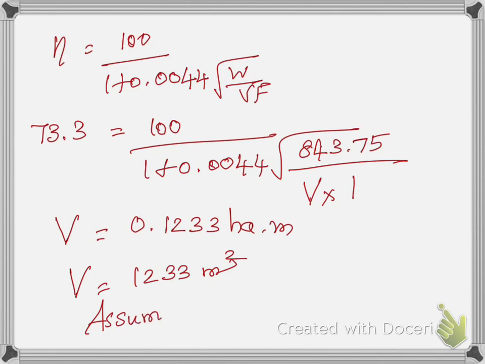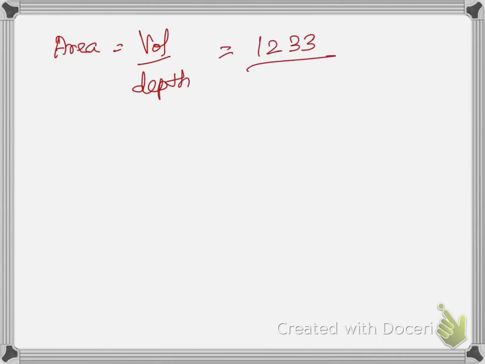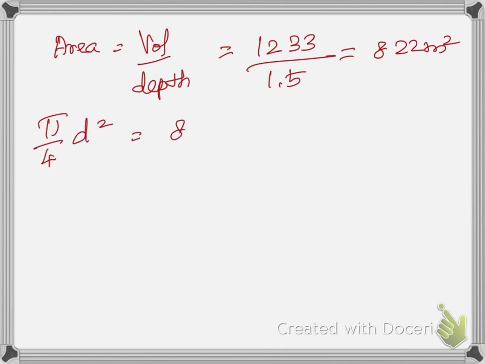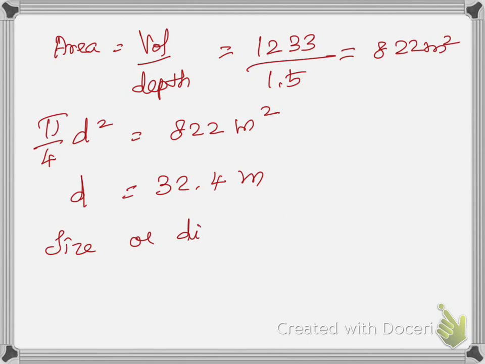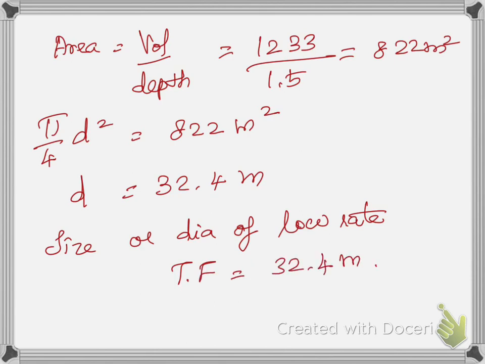Now after doing this, you have to do the same thing. Assume depth is 1.5 meter. So you will be getting your area value. Area is your volume by depth. What we have done in the previous step for the high rate trickling filter, the same thing we are doing. So I am getting the area as 822 meters square. Then pi by 4 d squared is equal to 822 meters square. So D will be equal to 32.4 meter. So the size or dia of low rate trickling filter is equal to 32.4 meter. So this is the answer.